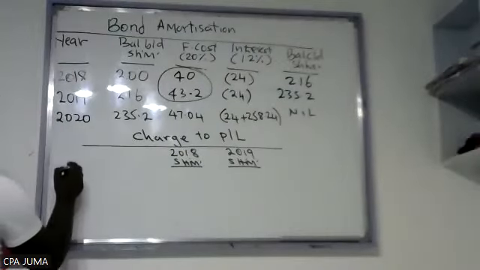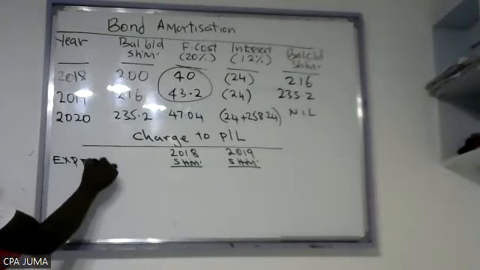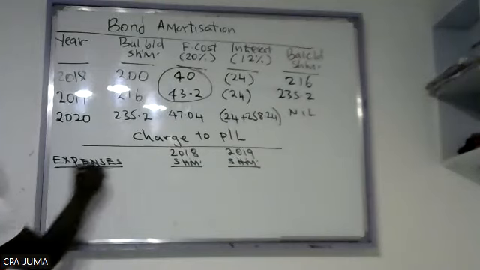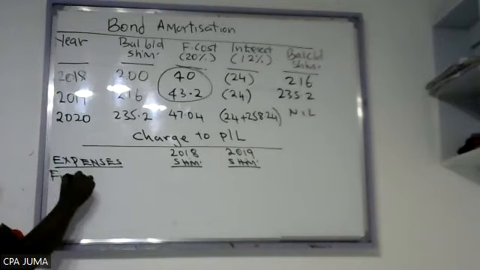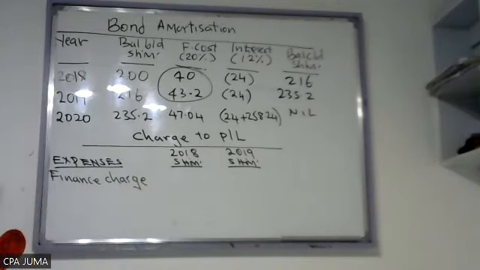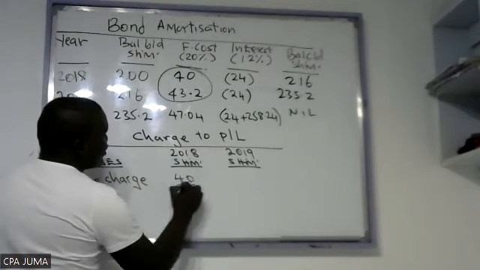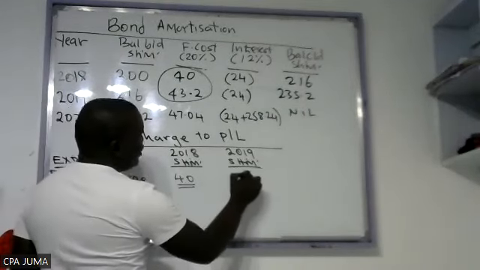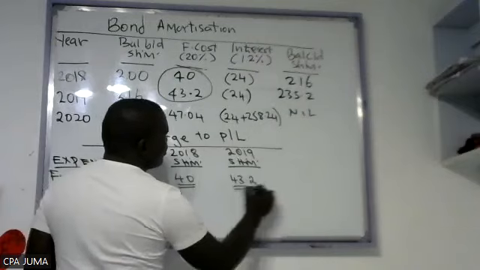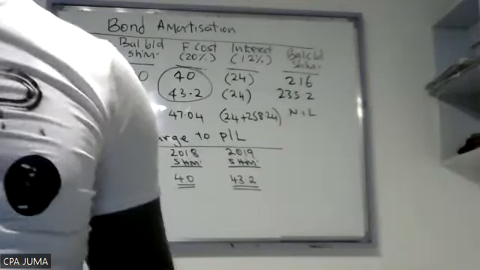So you come here and say, expenses is just an extract. So we have here finance charge. We can call it finance charge, which is 40 for this year, and this is 43.2. Correct.